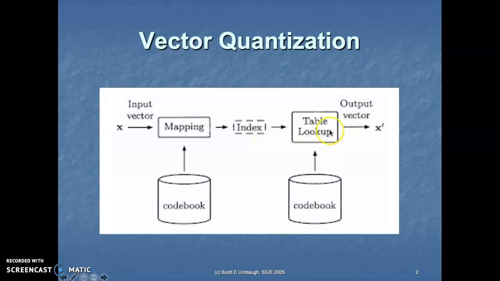Once you want to decompress, you will refer to the same code book, and then you will do the table lookup, and you will get the output vector, which is x prime. X prime means you will not get the same as the input one.